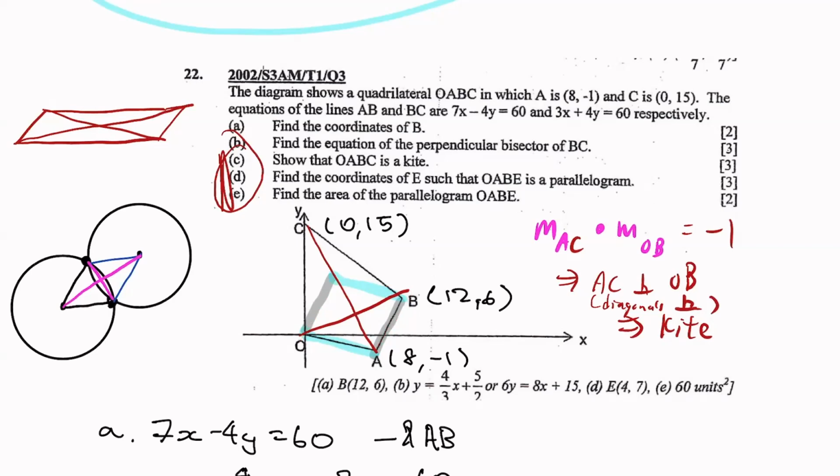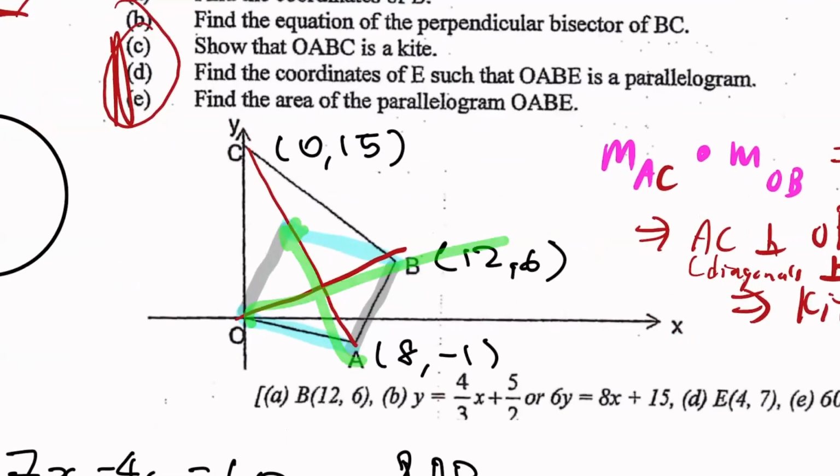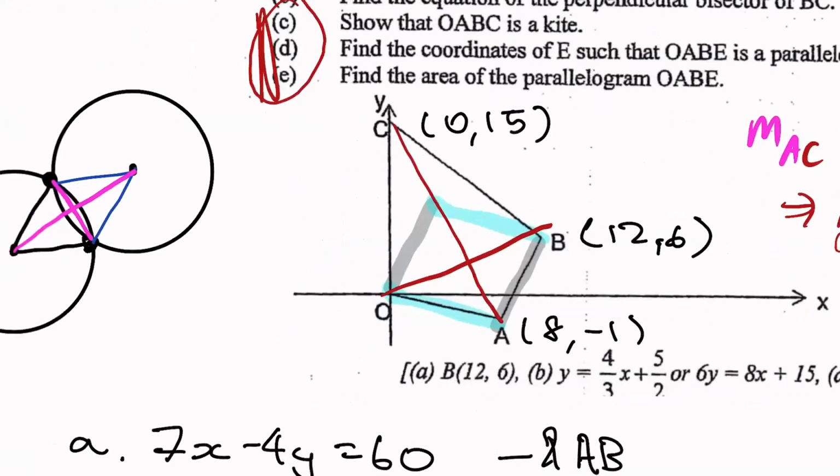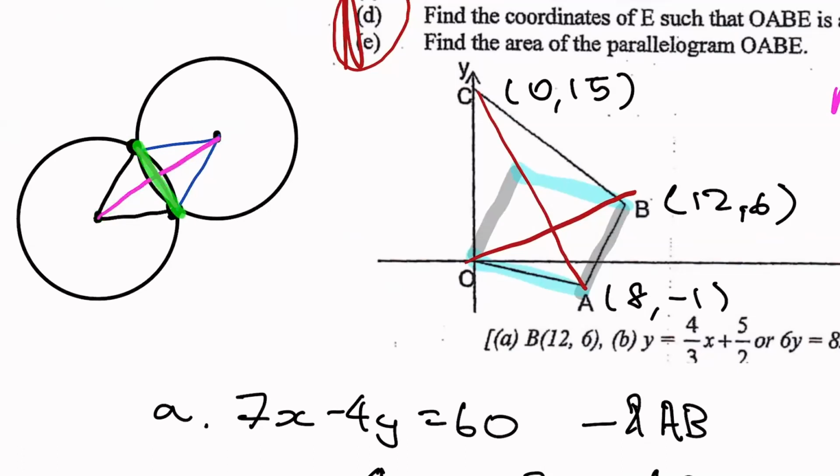Anyway, find the coordinates of E such that OABE is a parallelogram. So it must be somewhere along this diagonal. No choice. Then how? What else do you know about a rhombus? Their diagonals are perpendicular. Other than that, what else? They bisect each other. Very good. So the distance here and the distance here must also be equal. Can we find the coordinates of this point here, also known as the midpoint?